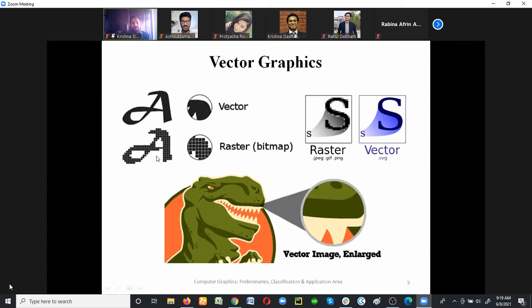common formats for images that we know. What can we learn from here? You have some idea that if we zoom in, we see small pixels in raster graphics. In vector, if you zoom or enlarge the image, the quality does not break down. The vector format is SVG, and you can find the difference there.